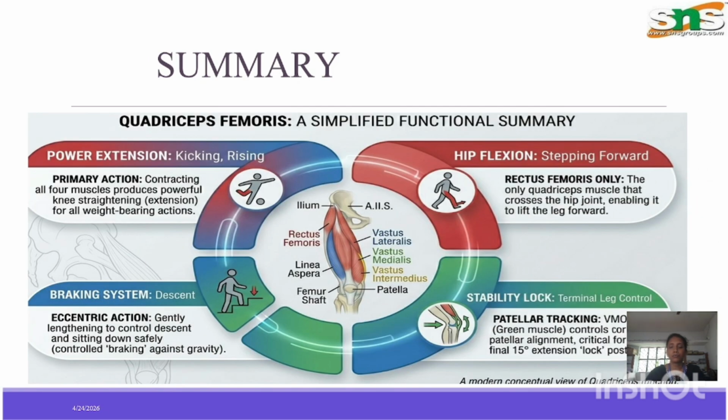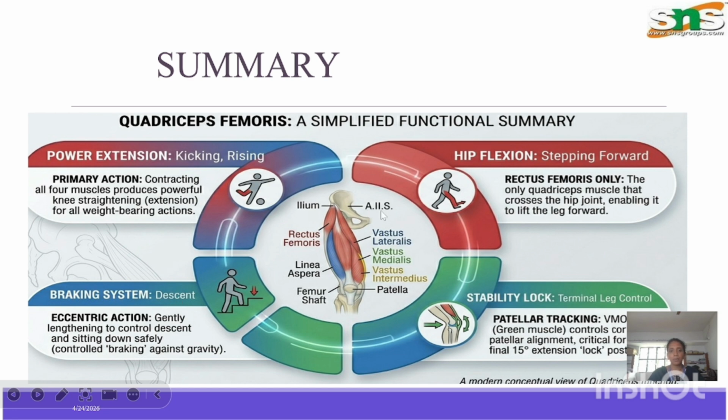Summary: what we discussed in these few minutes is summarized here in a simplified functional summary. So the quadriceps is a power extensor. It is needed for kicking and raising, hip flexion, and stepping forward, and a stability lock is needed for terminal leg control. It is controlled completely by the vastus medialis oblique. And it acts as a braking system during descending of the stairs. Yes, that is controlled by eccentric action.